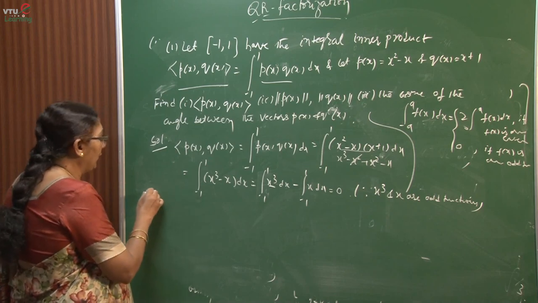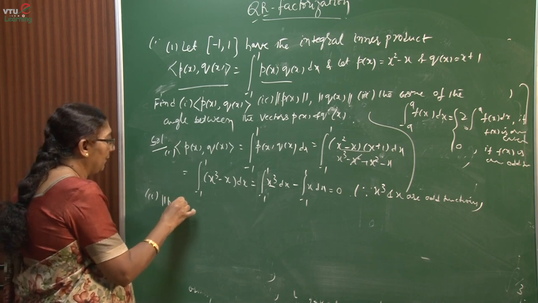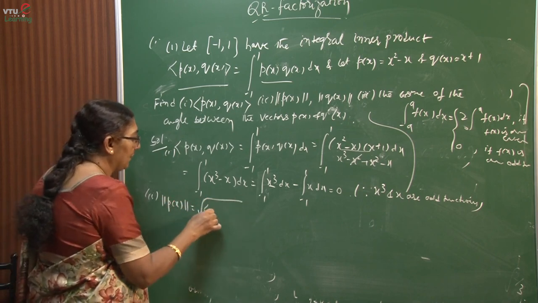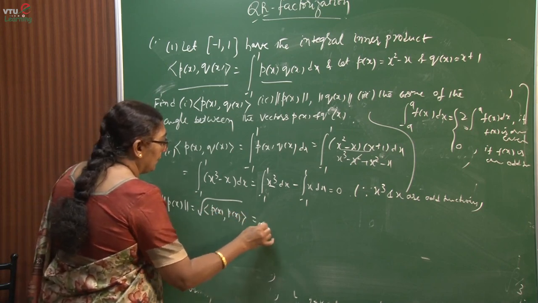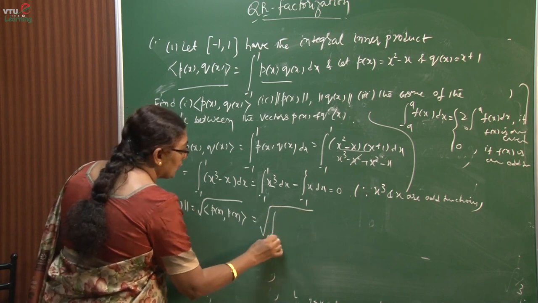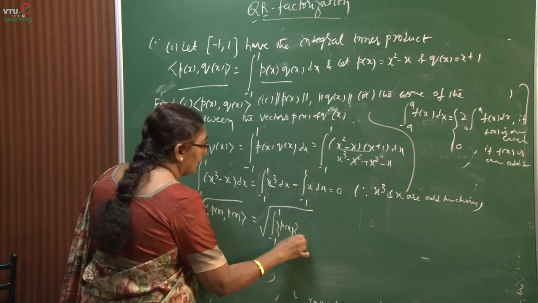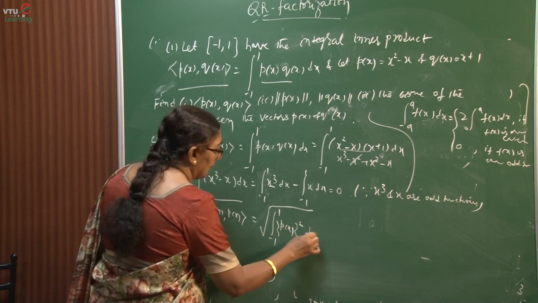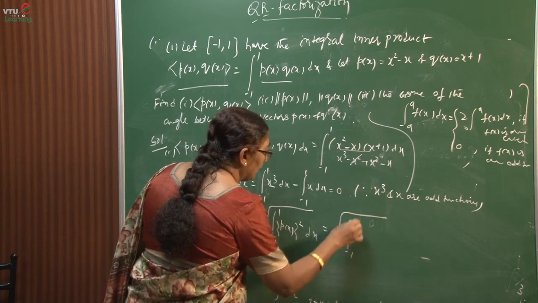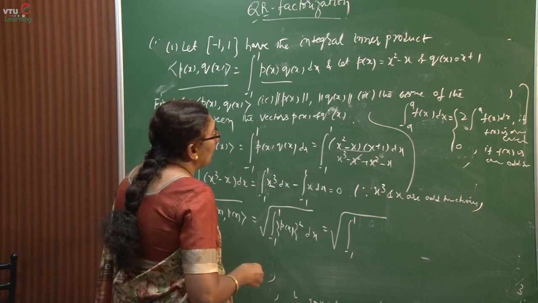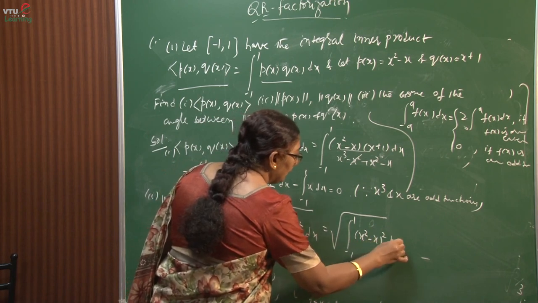Next, I want to find out the second one. What's the second one? Norm of p of x. Norm of p of x is nothing but the square root of the inner product of p of x comma p of x. It is nothing but the square root of the integration from minus 1 to plus 1 of p of x whole square dx. That is the integration from minus 1 to plus 1, what is p of x? x square minus x whole square with respect to x.